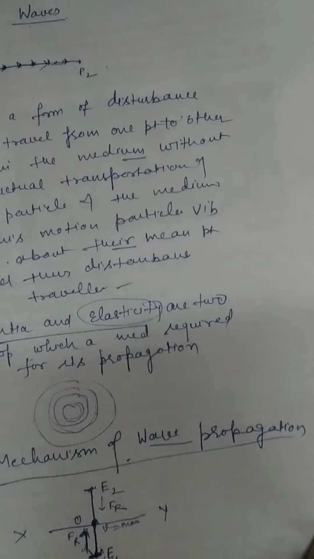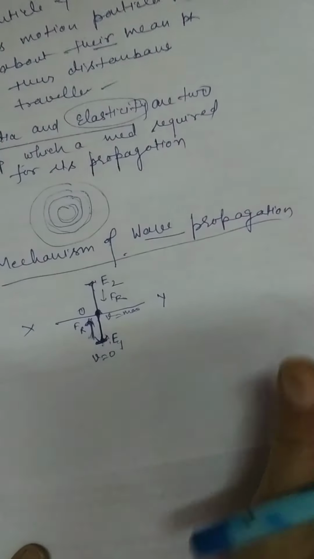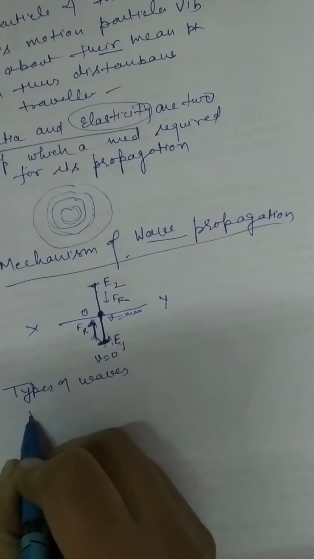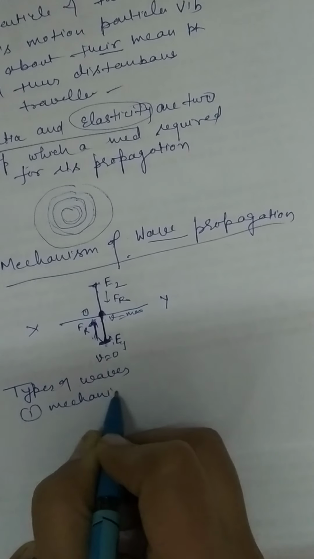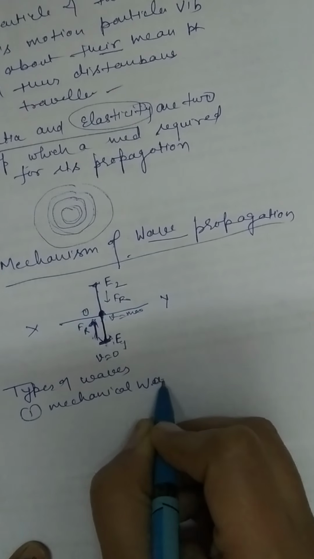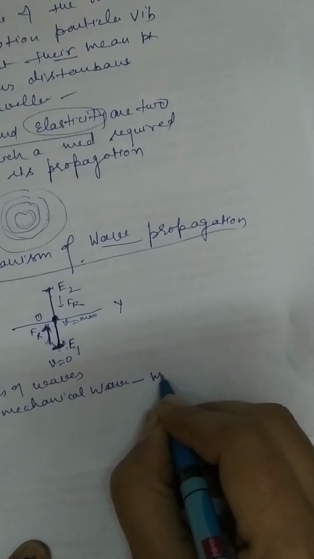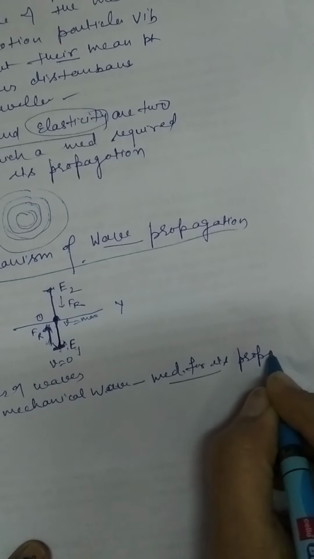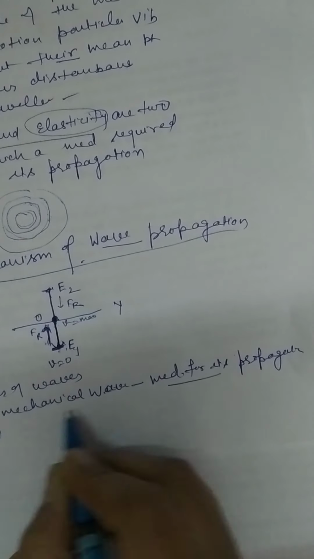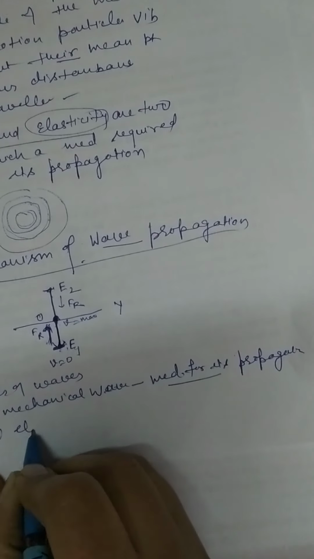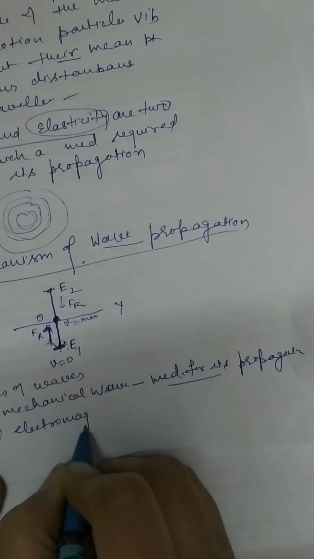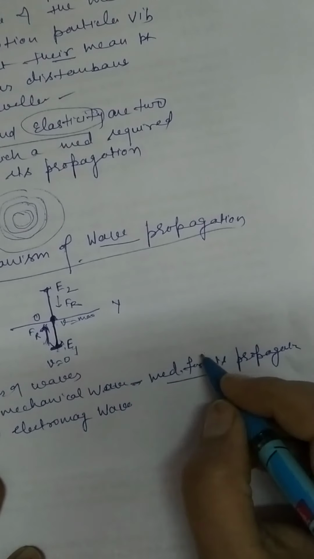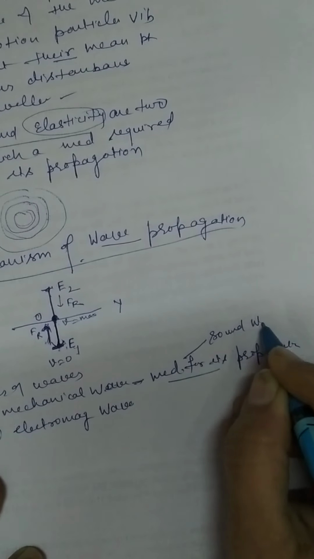Next is types of waves. I am only introducing types of waves. First is mechanical wave. What do you mean by mechanical wave? These are the waves which require a medium for their propagation. Second is electromagnetic wave. For the example of a mechanical wave, like sound wave, which requires the medium for its propagation, we can take the example of sound wave, right.